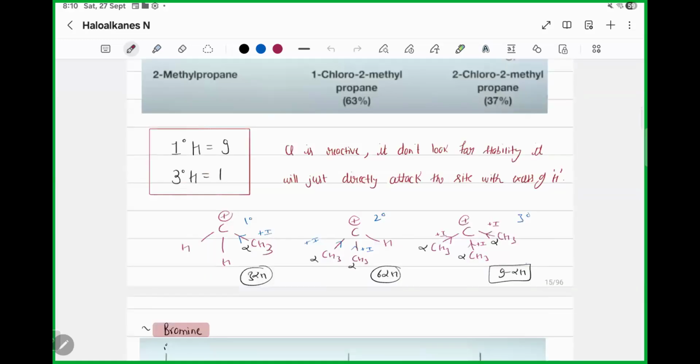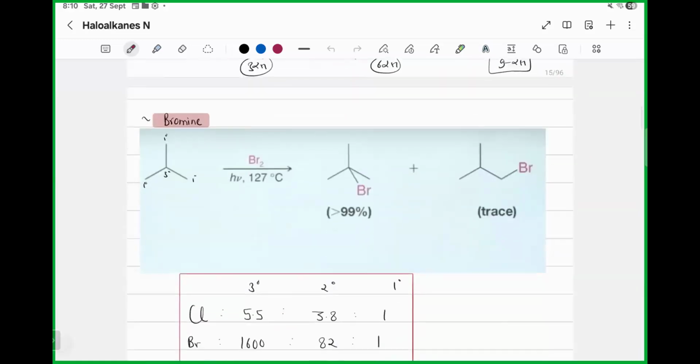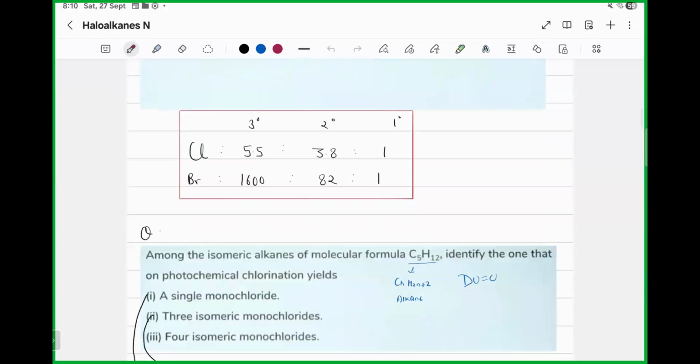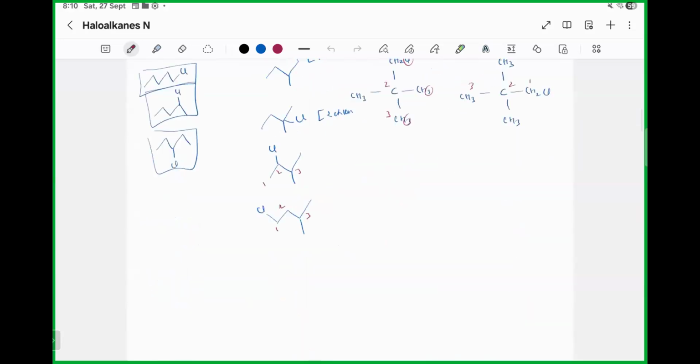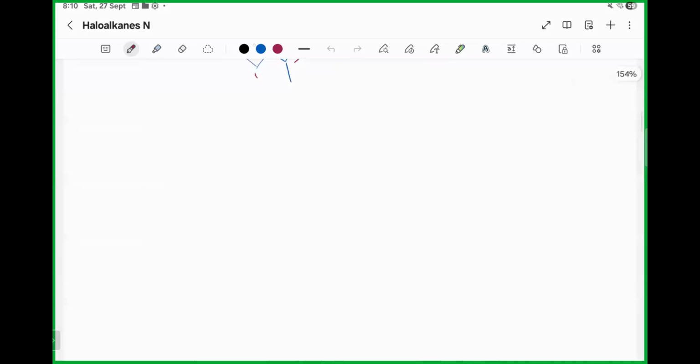Okay, then tell me what is inductive effect, what is hyperconjugation, and what is resonance, right? So let us talk about it for a few minutes, then we move on.